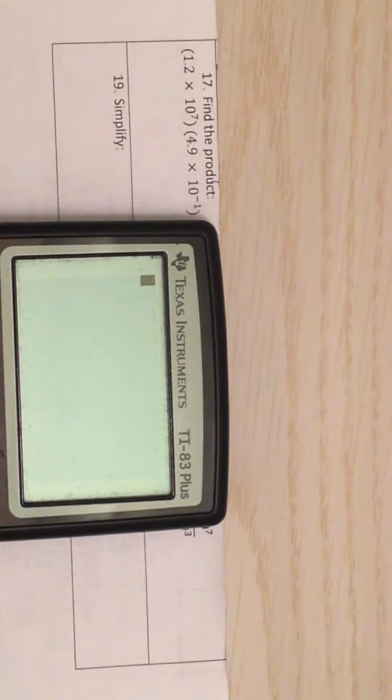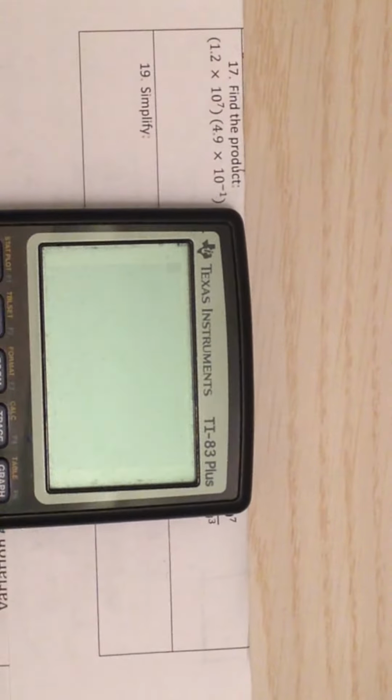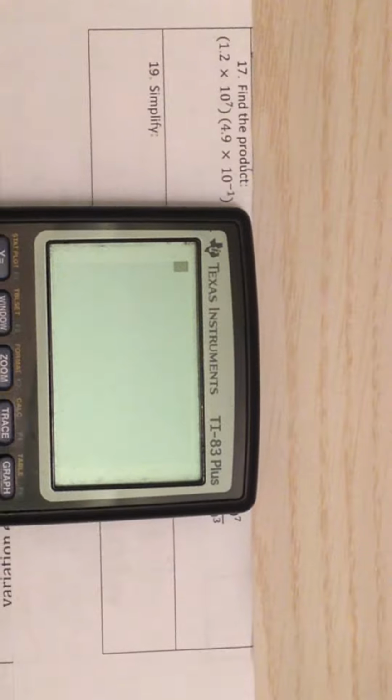Alright, the next problem says find the product. When we're finding the product of any of our scientific notation, it's actually just easiest to do this on your calculator. So let me show you what you need to do. Most of your answers are going to be given to you in scientific notation. So go ahead and turn your mode on your calculator.